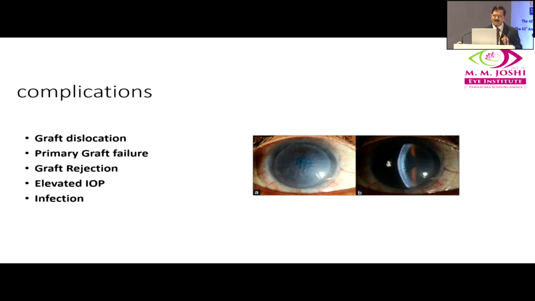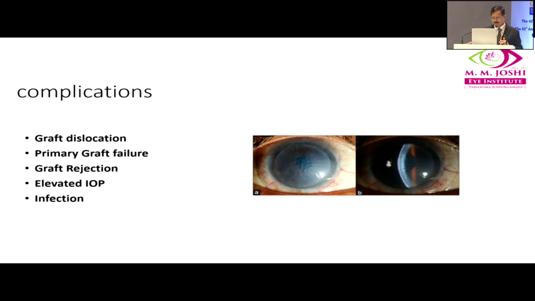The air that we inject, I'll come to this a little later, can cause the graft to get dislocated. This is one. There can be primary graft failure if you damage the endothelium while inserting with any of the methods. Graft rejection can also occur, and elevated intraocular pressure. This is what we'll have to take care of, especially with so much air injected in the anterior chamber, that air can go through the pupil and cause pupillary block. So after 1.5 hours, you had better examine the patient and remove some amount of air through the side port so that pupillary block can be avoided.